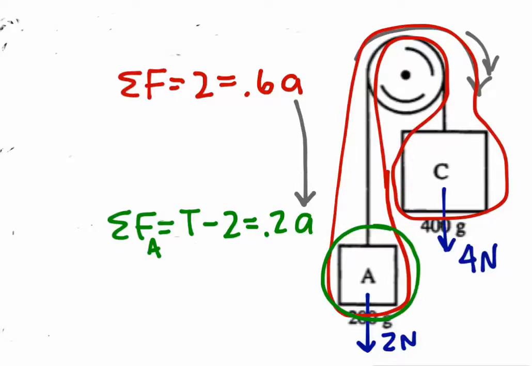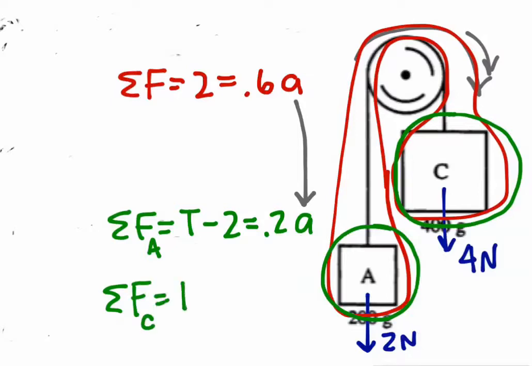Now there's another way. We could have also chosen block C. And I'm going to do this because it presents something that you have to be a little bit careful of. Let's go ahead and do the free body diagram for block C. Let's say I wanted to find the tension by using C. I'd do the sum of the forces on object C. In this case, it would be T, which points up, minus 4, which is the weight of the block. No other forces acting on C, so it would be the mass of C, 0.4, times the acceleration.